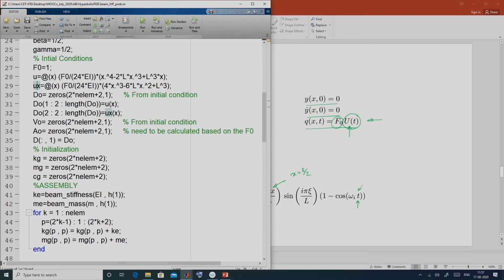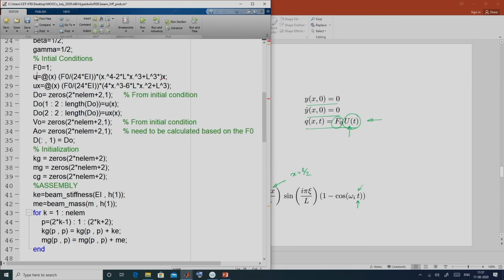Now, in the beam problem at a given node, the first DOF corresponds to the vertical displacement and the second DOF corresponds to the slope. So we also need to define the slope at time t equal to 0. I have taken the derivative of the first expression and obtained the slope. Now, feeding the x coordinates will give us the corresponding slope at the nodes.